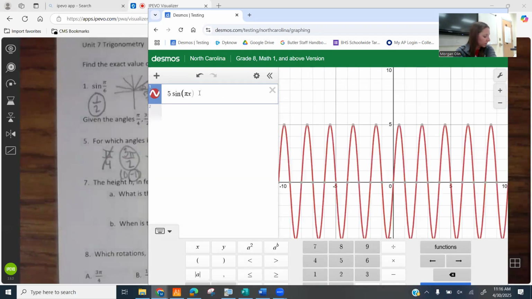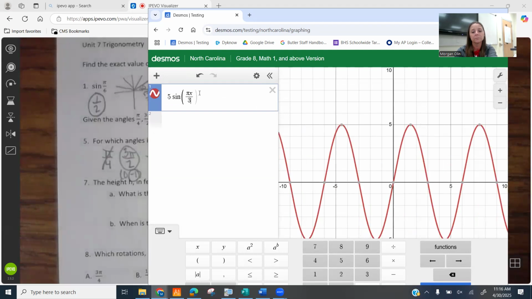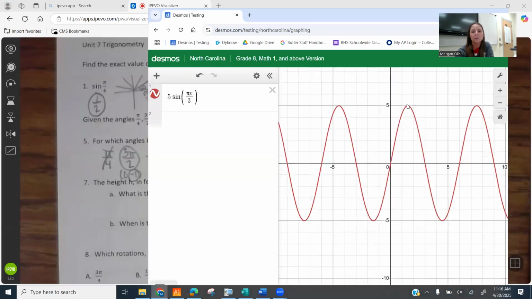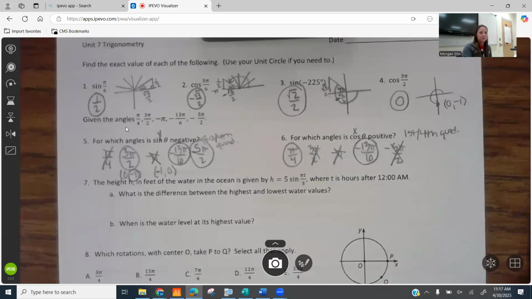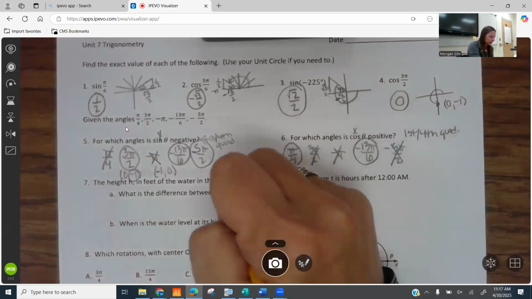And instead of t, I'm going to put x like that. Well, here, the highest and the lowest point. The highest point is here at 5, and then the lowest point is here at -5. What's the distance between those? And you can sit here and count. 1, 2, 3, 4, 5, 6, 7, 8, 9, 10. Just make sure each box is 1. So the difference between the highest and lowest water is 10.